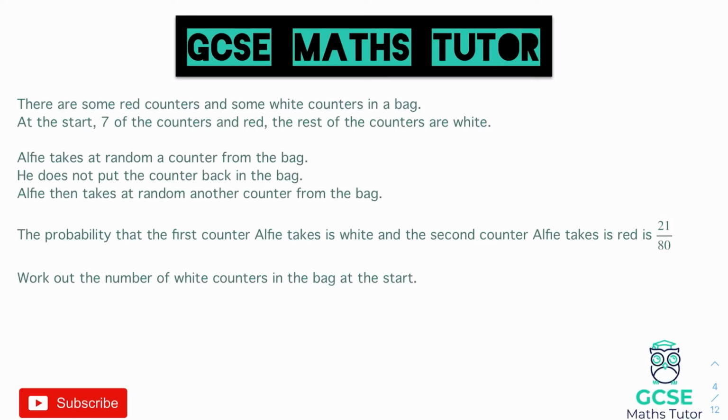Now it says here that there are some red counters and some white counters in a bag, and let's quickly make our ratio straight away. At the start, 7 of the counters are red and the rest are white.